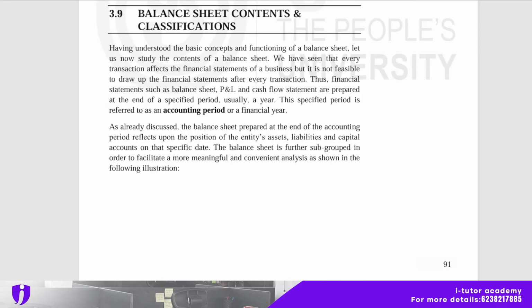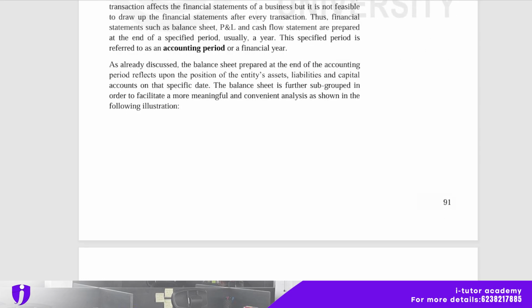Having understood the basic concept and function of balance sheet, let us now study the contents of a balance sheet. We have seen that every transaction affects the financial statement of a business, but it is not feasible to draw up the financial statement after every transaction. Thus, financial statements such as balance sheet, P&L and cash flow statement are prepared at the end of a specified period, usually a year. This specified period is referred to as the accounting period or a financial year.